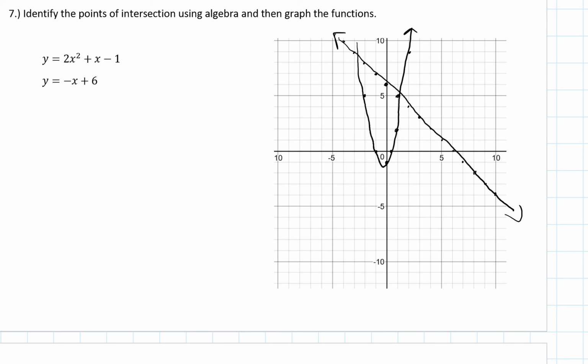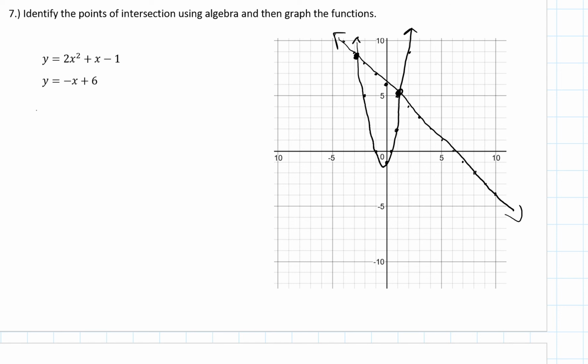Alright, so I'm graphing the other one together, negative x plus 6. Alright, so now when I look at my table of values, I'm not getting any points, so I know they're not exact. So I know I have an intersection here and an intersection here. So now that's just using the calculator.